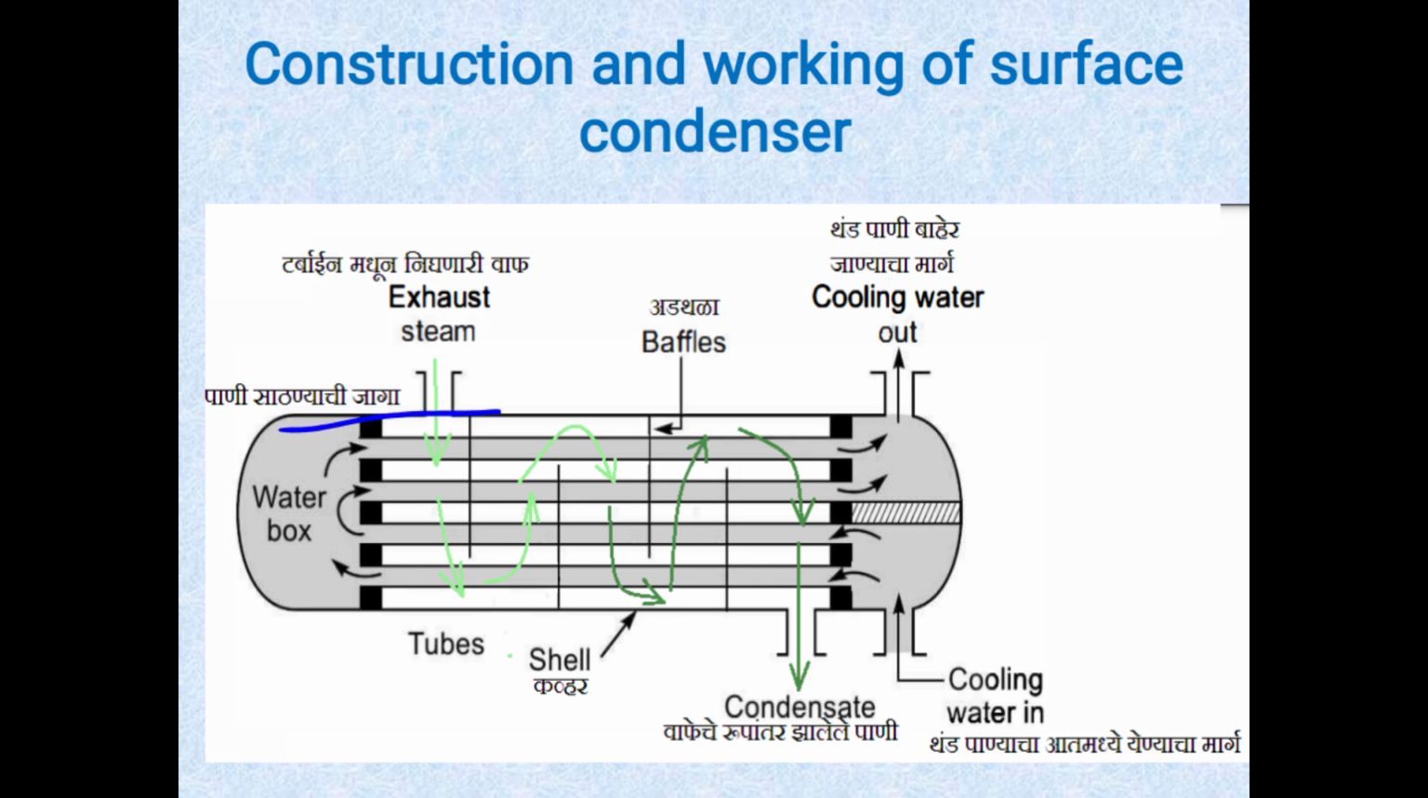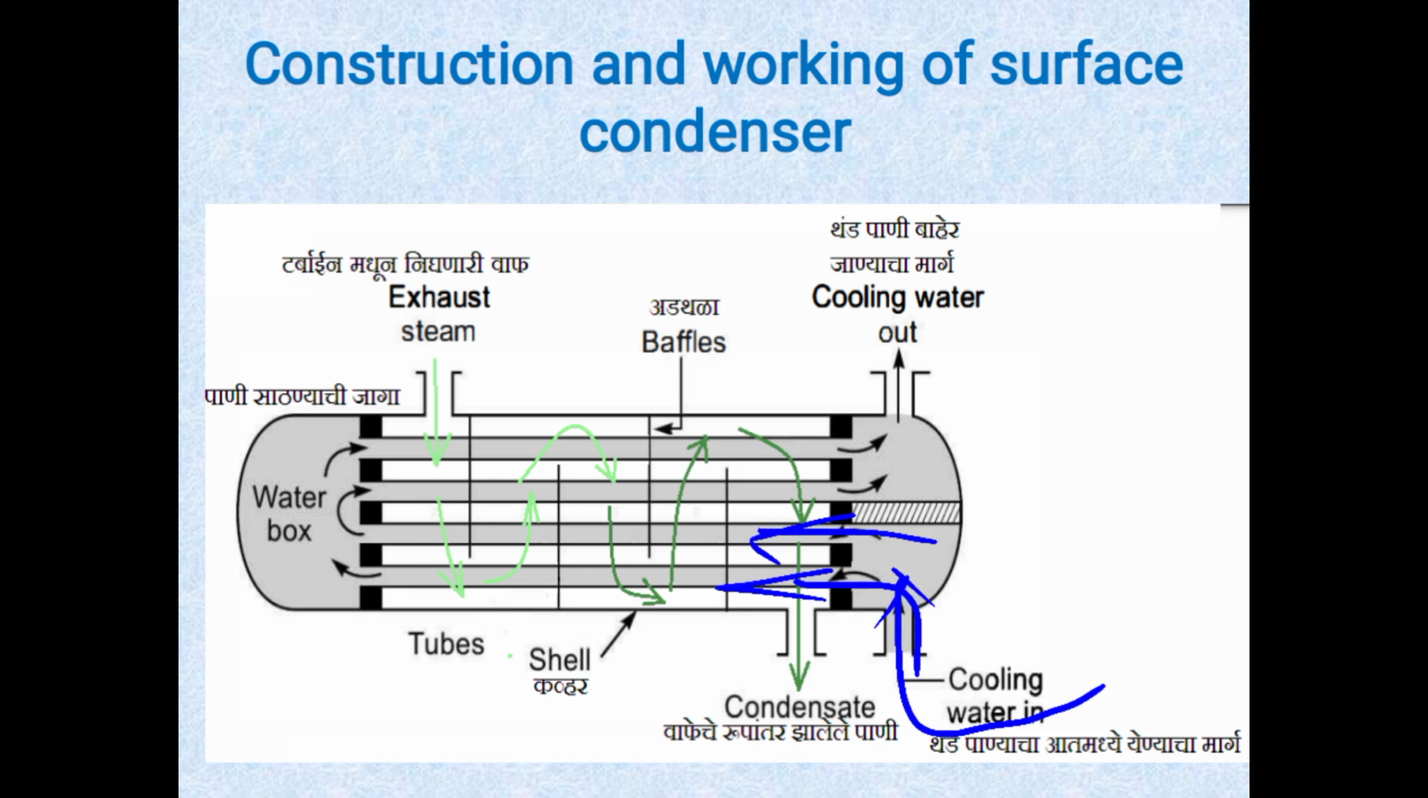So it consists of a shell, and inside that shell there are number of tubes. Exhaust steam from the turbine is entered at the top of the shell. It moves in the shell and finally it exits at the bottom of the shell as water. Now the cooling water enters at the bottom of the shell and now it enters inside the tubes.